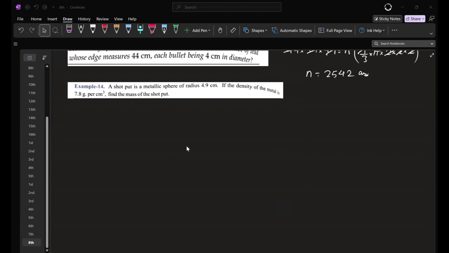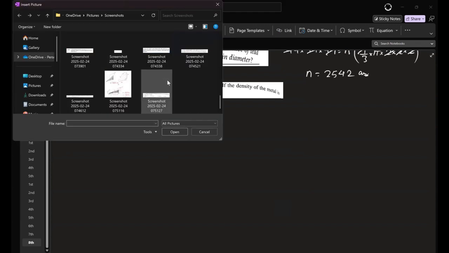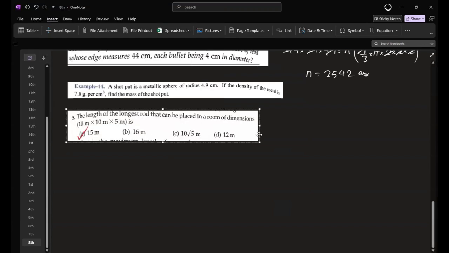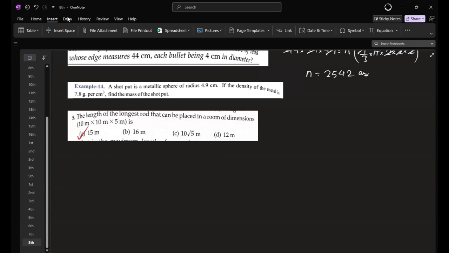So the length of the longest rod that can be placed in a room of these dimensions. Okay, here it is a cuboid, not a cube. But again, we are going to apply the same formula, under root 10 square plus 10 square plus 5 square. While writing the formula, we write it like this, under root a square plus b square plus c square. But that is not how it is derived.